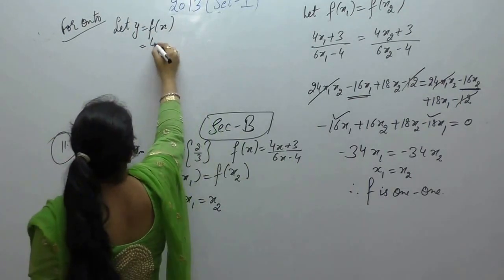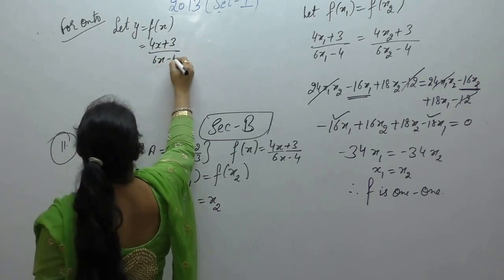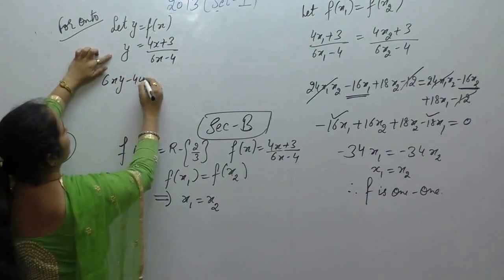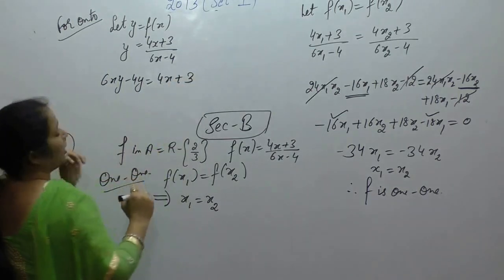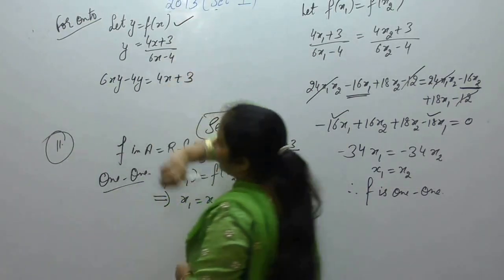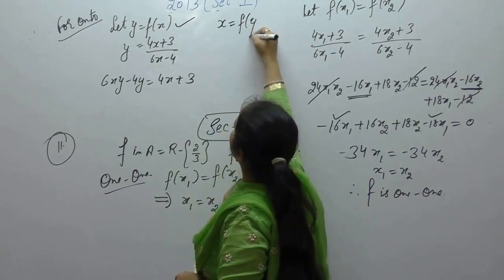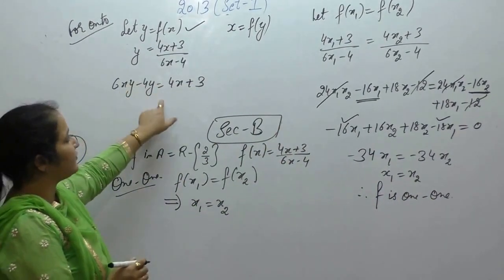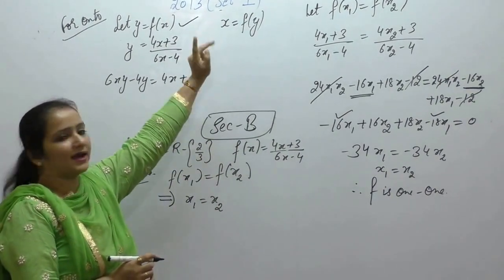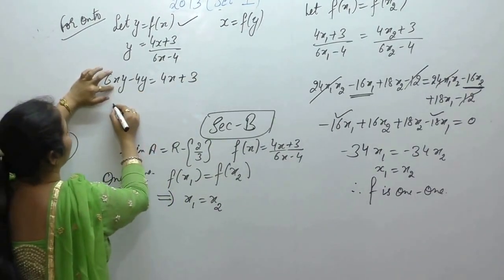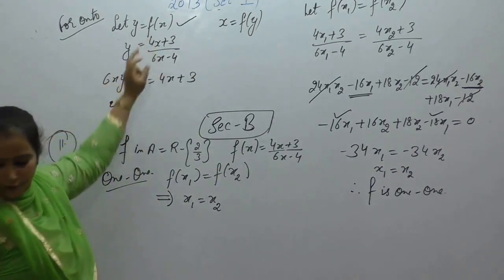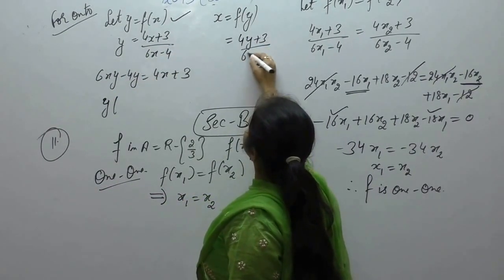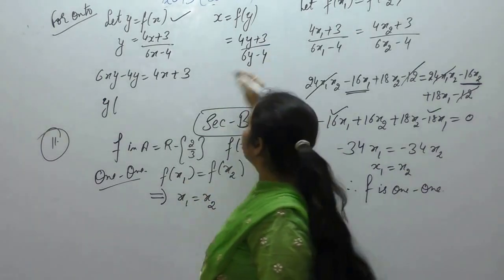f(x) is the value (4x+3)/(6x-4). Now cross multiply: 6xy - 4y = 4x + 3. From here, if y = f(x) and we prove that x = f(y), then the function is an onto function. We assumed that y = f(x), and from here we want to prove f(y) = x. Take y common. We want the term 4y + 3 over 6y - 4. We want this term f(y).